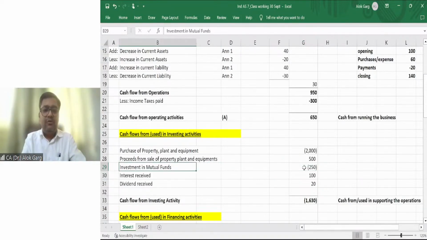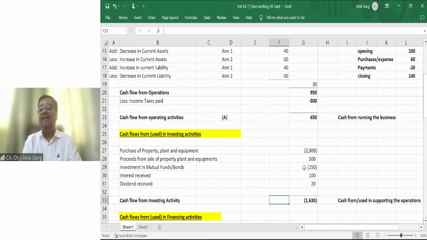It could be investment in mutual funds. It could be investment in bonds. You are right, Ritvik, it could be bonds as well. It could be shares as well. So friends, normally negative cash flow from investing activity is always good, right?